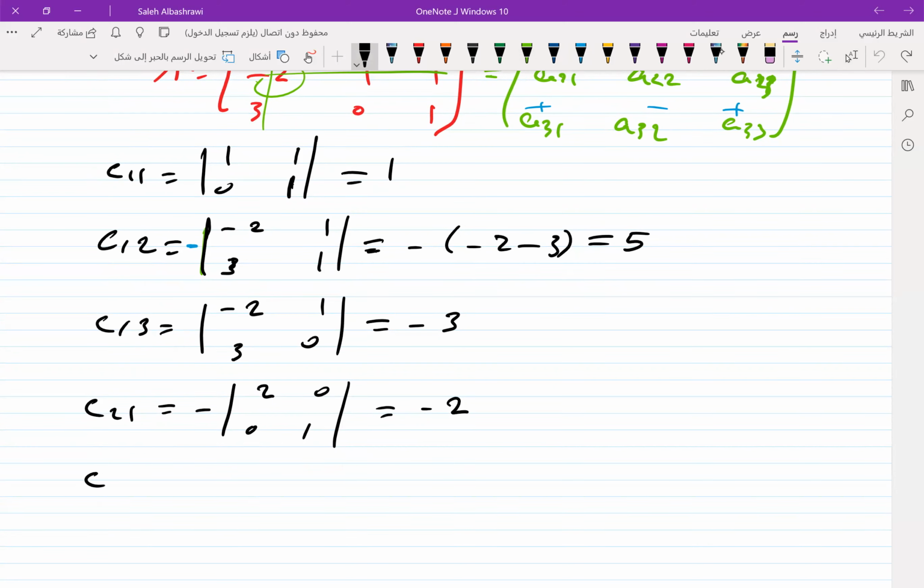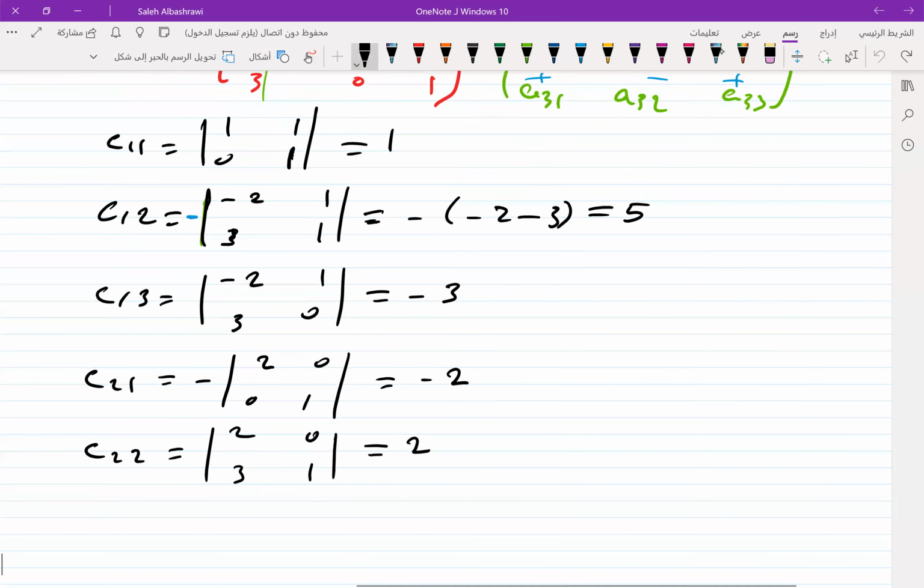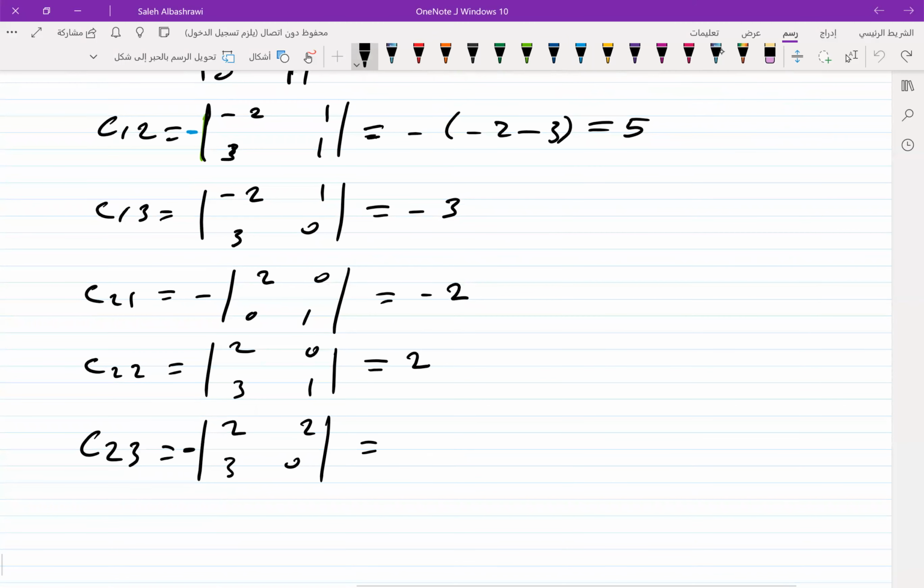C22 is positive. That will be 2, 0, 3, 1, which is equal to 2. C23 will be given with negative sign, 2, 2, 3, 0, which is equal to 6.